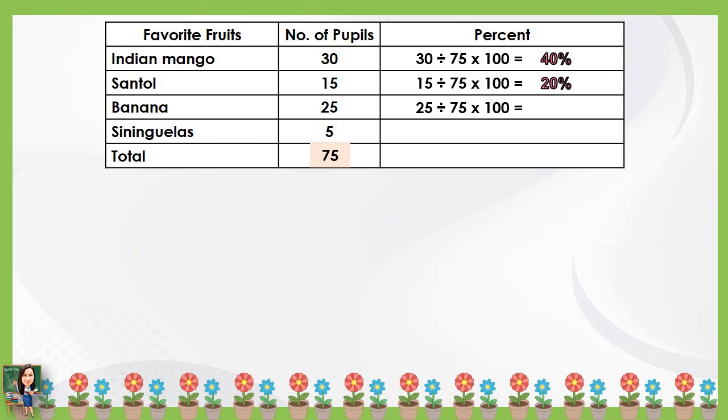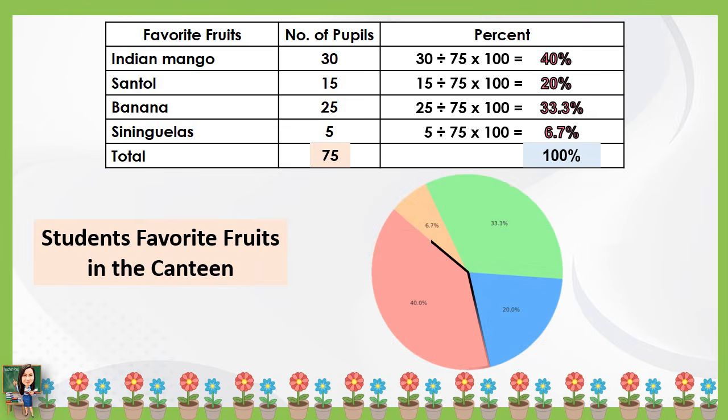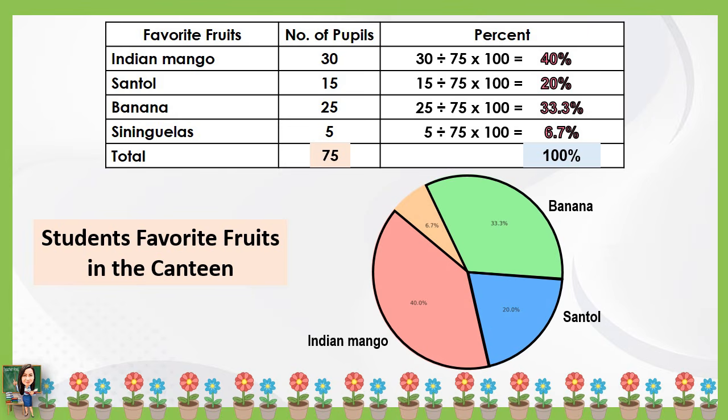Banana, 25 divided by 75 times 100% equals 33.3%. Siniguelas, 5 divided by 75 times 100% equals 6.7%, for the total of 100%. And here is the interpretation into a pie graph. The title of this pie graph is Students' Favorite Fruits in the Canteen. Indian mango is 40%. Santol is 20%. Banana is 33.3%. And siniguelas is 6.7%.